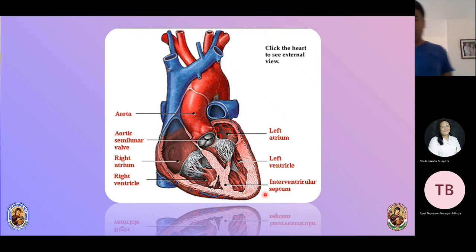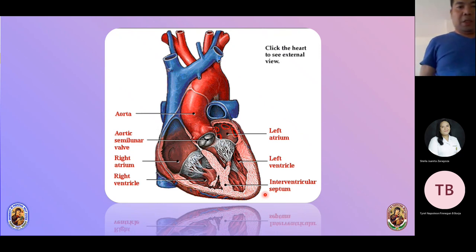So therefore, there is no mixing of blood between the left and right sides of the heart. Although, there are congenital heart conditions that will be discussed to you by your teacher in pediatric physical therapy come second semester. There are congenital heart conditions wherein yung mga septa of the heart ay may butas, may congenital holes. Oh, yun yung sinasabi ng mga doctors na, pinanganak yung baby, may butas sa puso.